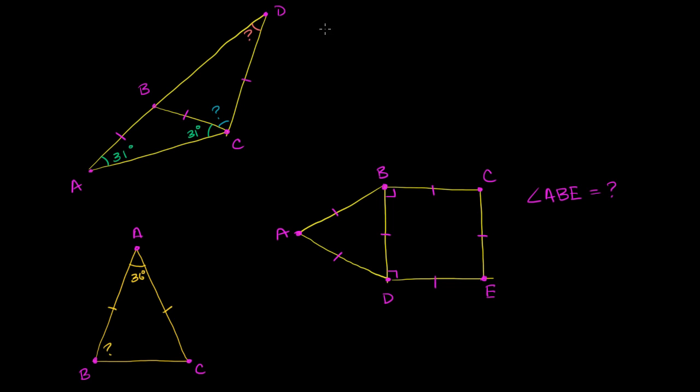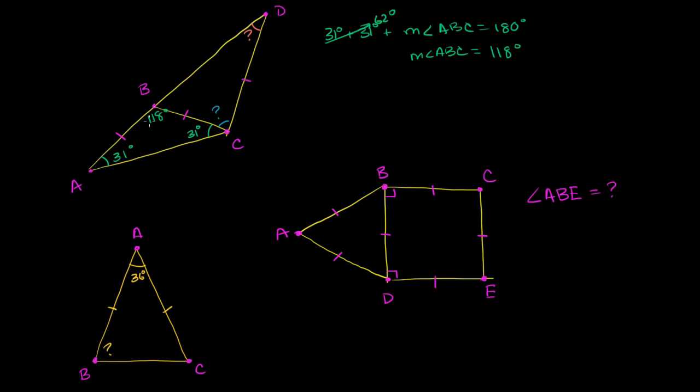So we could say 31 degrees plus 31 degrees plus the measure of angle ABC is equal to 180 degrees. You can subtract 62. This right here is 62 degrees. You subtract 62 from both sides, you get the measure of angle ABC is equal to, let's see, 180 minus 60 would be 120. You subtract another 2, you get 118 degrees. So this angle right over here is 118 degrees.